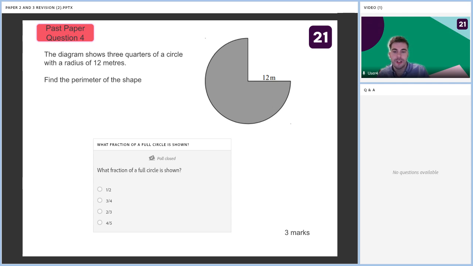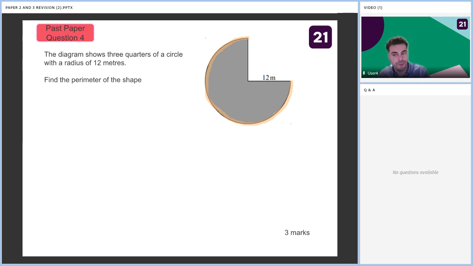The answer is indeed 3/4. It's quite a common fraction, this one. Halves and 3/4 tend to be quite easy to spot. And what we're looking for in this question is the perimeter of the shape. Now the perimeter, remember, is the distance all the way around the edge of the shape, whether that involves curved sides or straight edges as well.